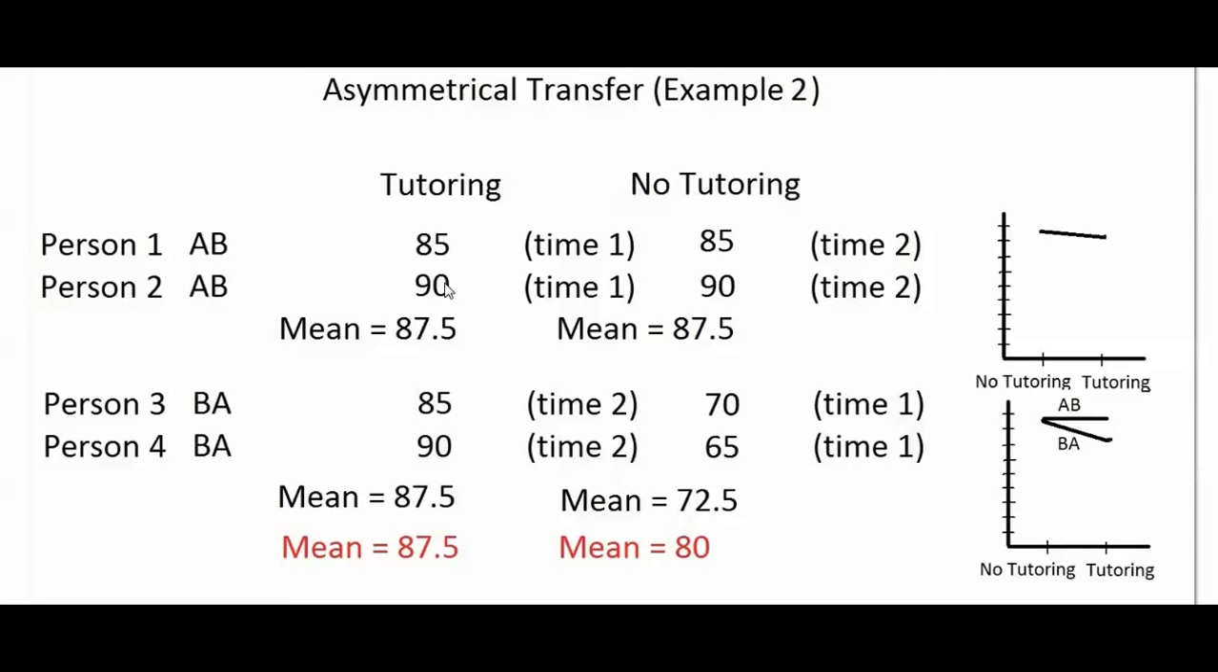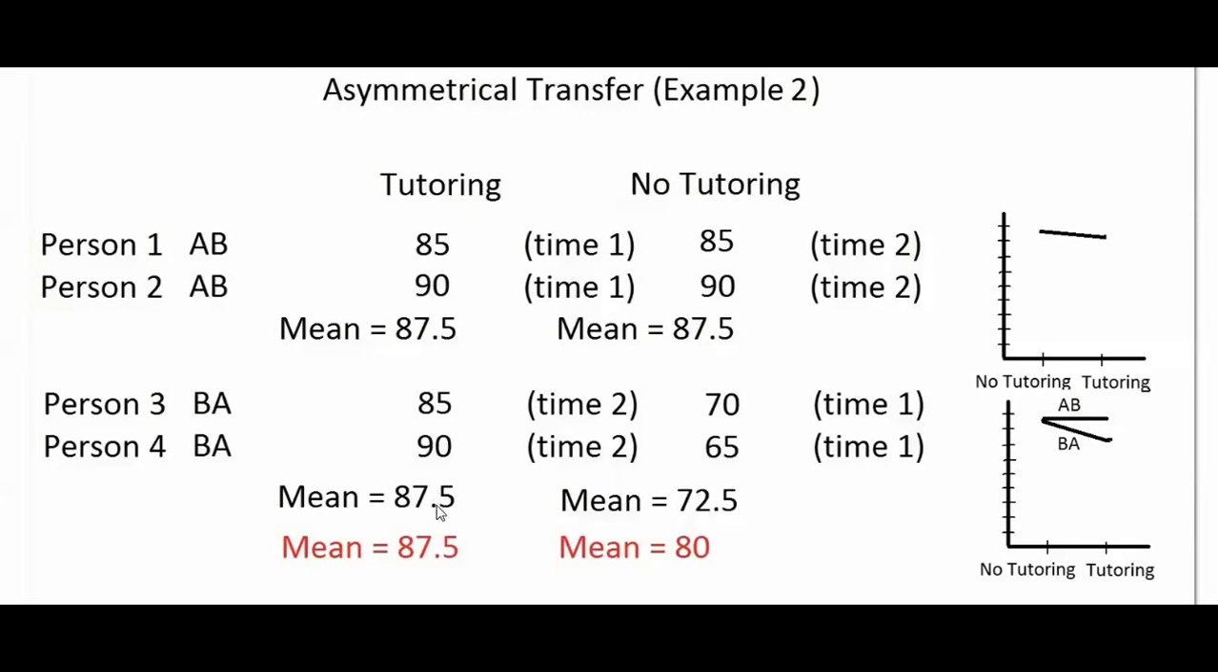The mean of these 2 exam scores and the mean of these 2 exam scores are the same. The reason why the 2 means are the same is because these 2 exam scores are benefiting from the tutoring at time 1, and these 2 exam scores are also benefiting from the tutoring that happened at time 1. The line connecting these 2 means is flat. This AB line is flat because it's connecting this mean of 87.5 with this other mean of 87.5.